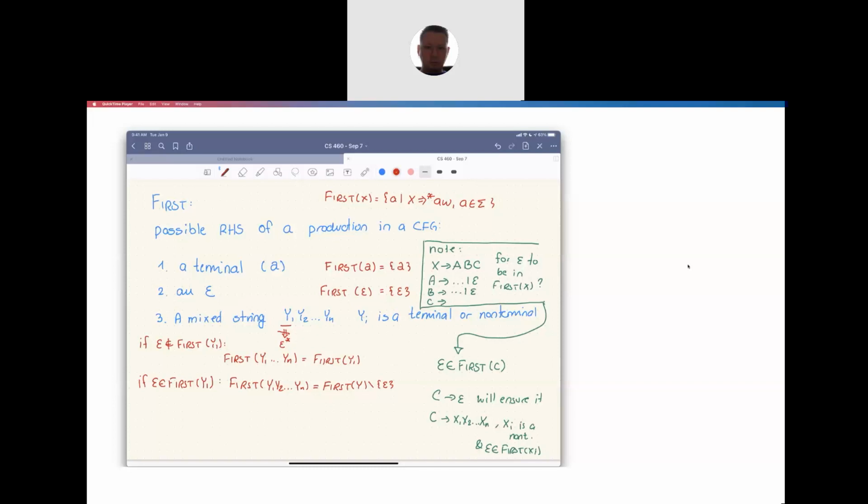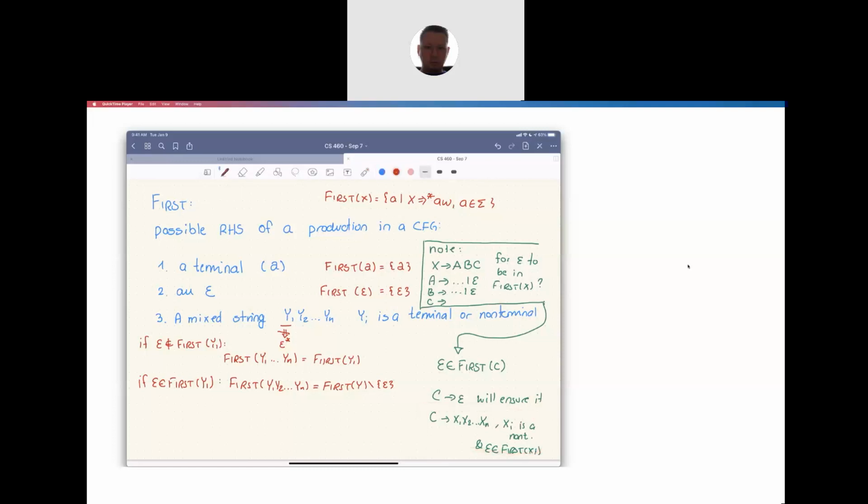Let's see, Benjamin says, so is it not fully correct to say C goes to epsilon, but it would be true that first of C must include epsilon? Yes, I prefer the latter, because that is the complete answer. The first one is an option that would satisfy the second part, but the second part is the correct way to say it, because that also encompasses this situation there.